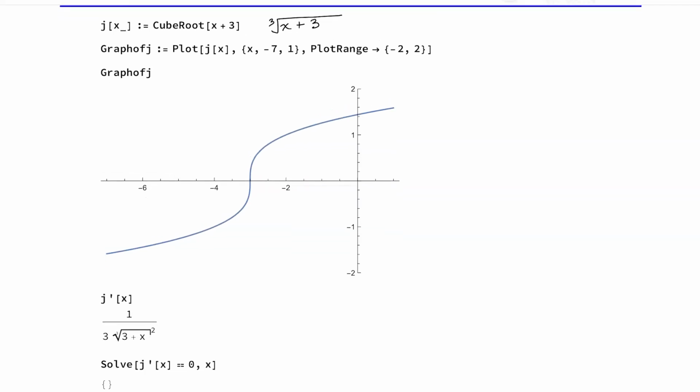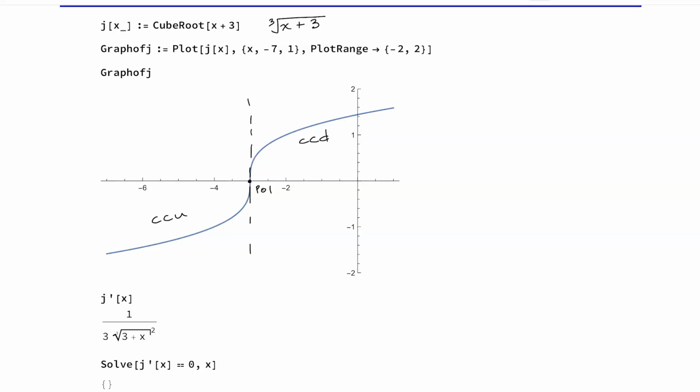Our last example on this handout is function j of x, which is the cube root of x plus 3. Although it's written in Mathematica with the cube root in words, this is the way we would see it written on paper. Again, I start by plotting the function just to get a sense of what it looks like. This is the cube root of x function shifted 3 units to the left.